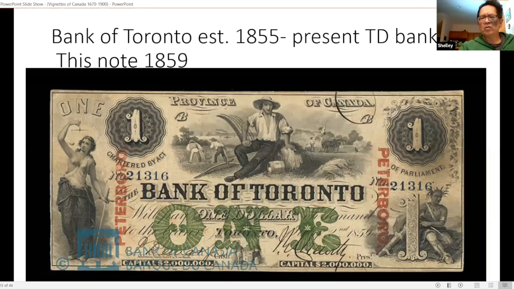We had this starting of the Bank of Toronto, which is started in 1855. Presently, it's called TD Bank, and this banknote is in 1859. It's redeemable in a city called Peterborough, which is just outside of Toronto, no, a suburb really of Toronto. But Peterborough at that time period was a major hub. On the bottom there, you've also got capital of $2 million.